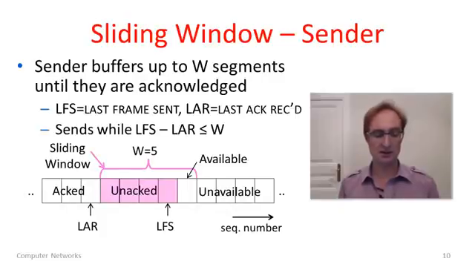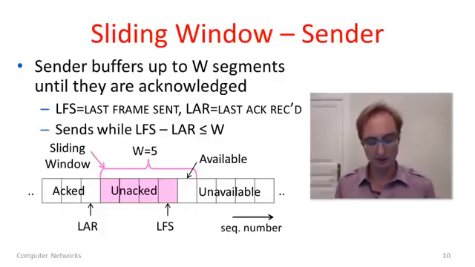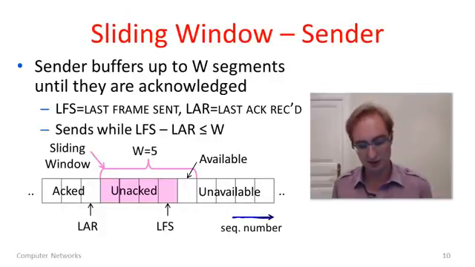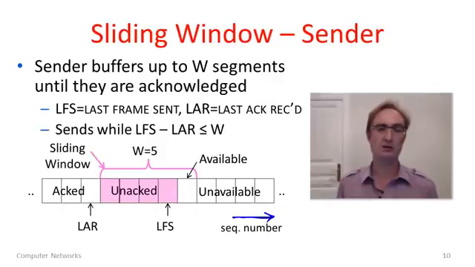So this is what happens at the sender. Now, the picture below is showing you the buffering as a function of the sequence number space. So sequence numbers go up to the right here. So the segments of data go along to the right in this picture. The sender is allowed to buffer up to W segments of data until they're acknowledged. So this is information that's been sent and not yet been acknowledged. The sender needs to buffer this because if it's not acknowledged, the sender is going to have to retransmit it, so I better have a copy.